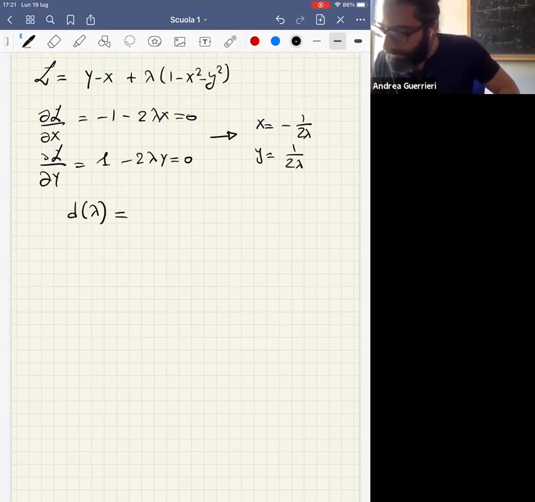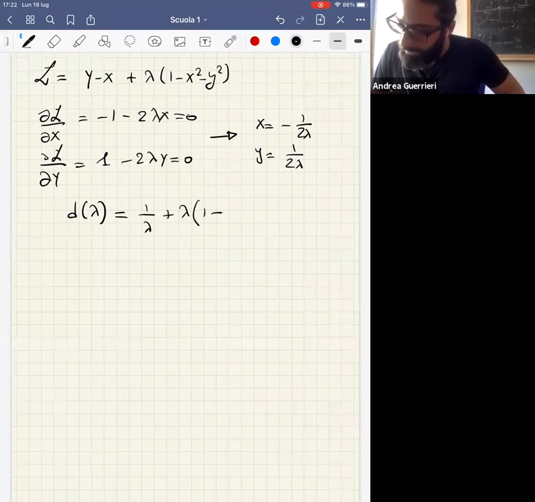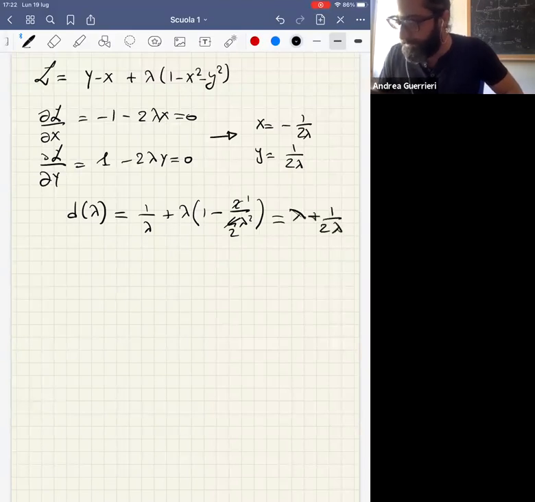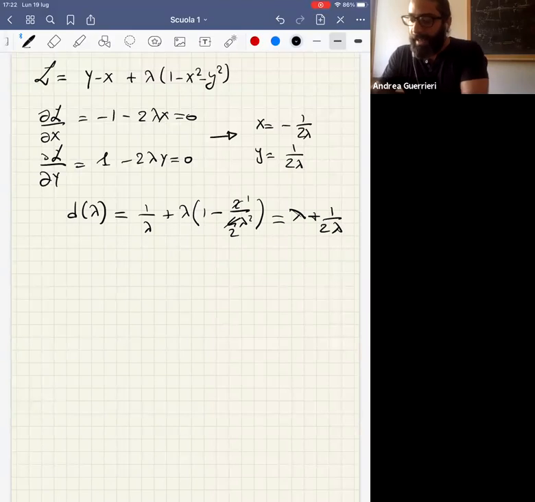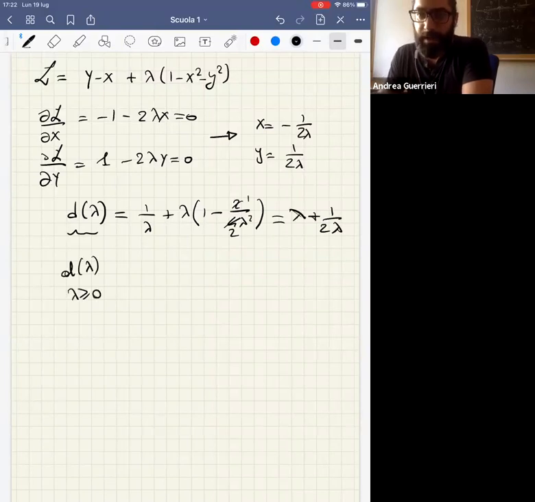Okay, but it will be given by what? By 1 over lambda plus lambda. Then I have 1 minus, we plug this here, it's like 2 over 4 lambda squared. Okay, and this is just lambda plus 1 over 2 lambda. And the claim is that this function here, for any lambda which is positive, will bound the objective of my initial problem: it is greater than or equal to O star.